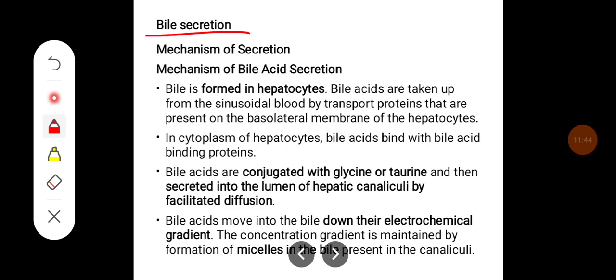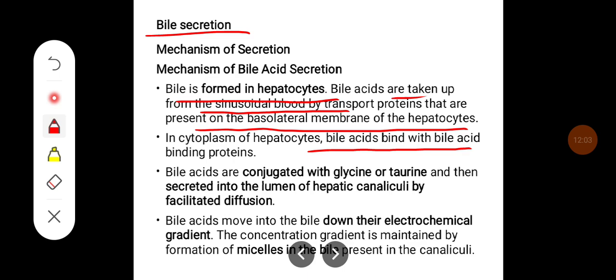Coming to bile secretion, the mechanism: bile is formed in hepatocytes. Bile acids are taken up from the sinusoidal blood by transport proteins that are present in the basolateral membrane of hepatocytes. In the cytoplasm of hepatocytes, bile acids bind with bile acid binding proteins.